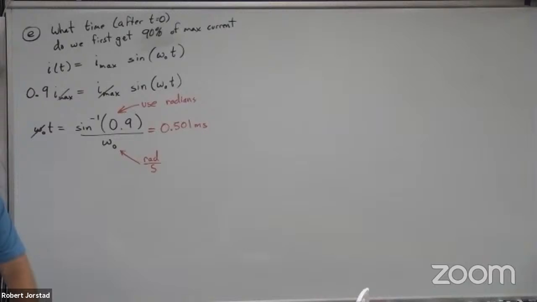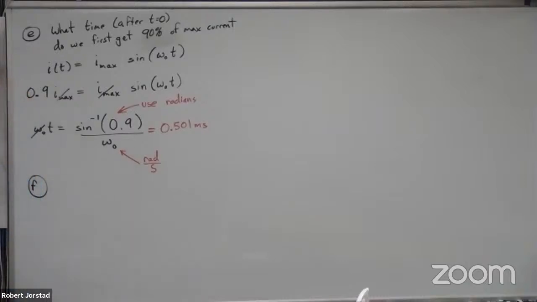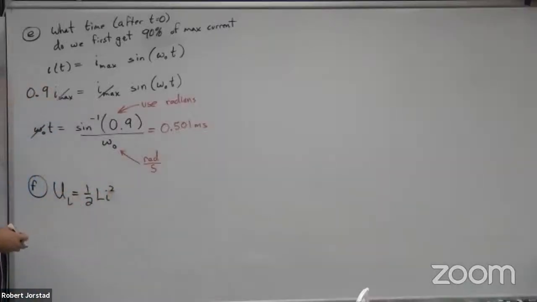All right. Part F. So I think we did this now, right? I think we're done with that. Let's get to part F. I want the magnetic energy. What's the equation for magnetic energy? Anyone recall? U_L equals 1/2 L I squared. Is this good for the maximum or for a function of time or both? Both. Do we have the current as a function of time?